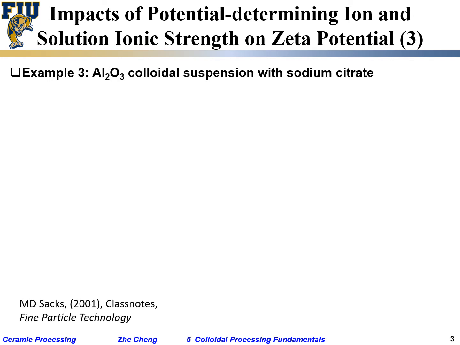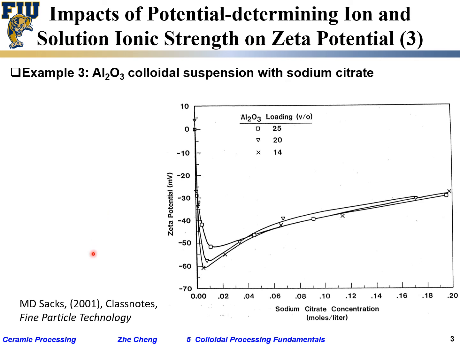Okay? And then a third example, aluminum oxide suspension, but it is with so-called added sodium citrate, an electrolyte, and it shows zeta potential against sodium citrate concentration. Here we are not dealing with pH, aluminum oxide, but sodium citrate concentration. What we see is in the very beginning, as we increase the sodium citrate concentration, the zeta potential becomes what?